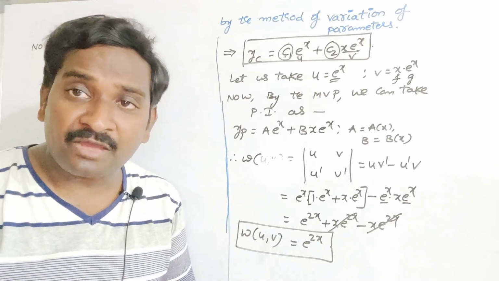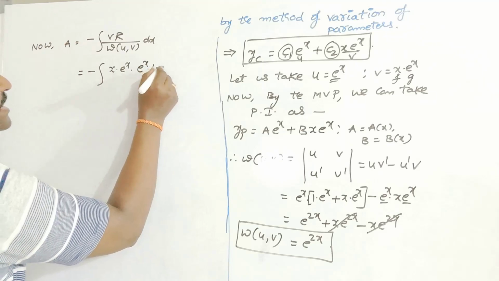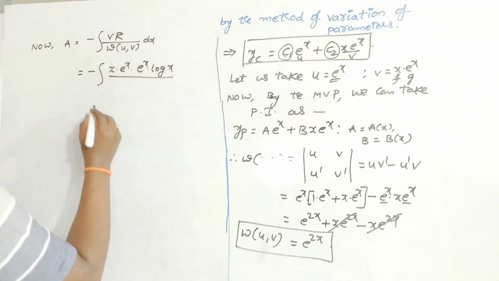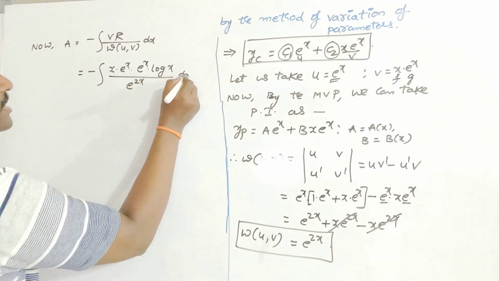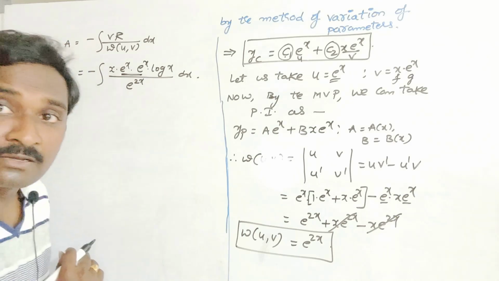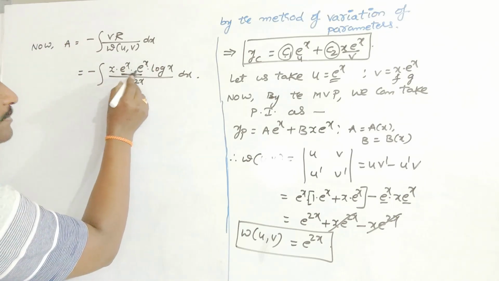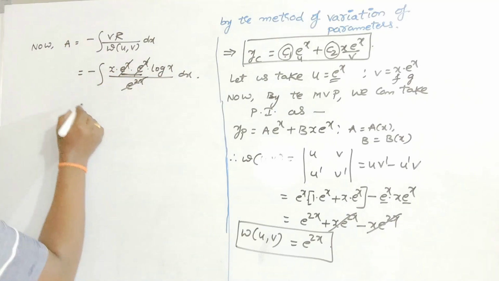Once you look at the statement of the given problem, on the right hand side we have e power x into log x, divided by the Wronskian, which is e power 2x, into dx. So here e power x into e power x is there in the numerator, which is e power 2x, because bases are equal, so you can add the powers. So these are all getting cancelled.